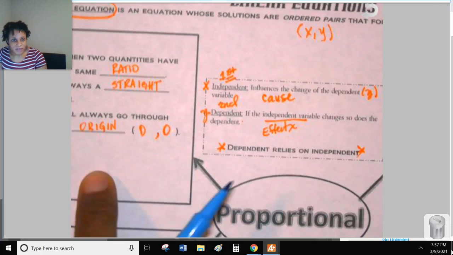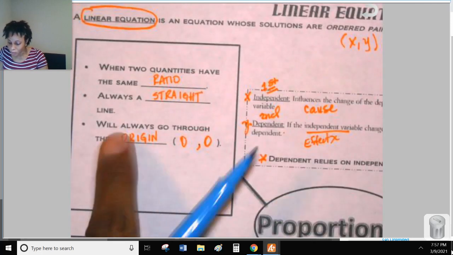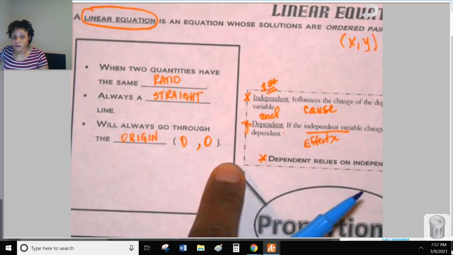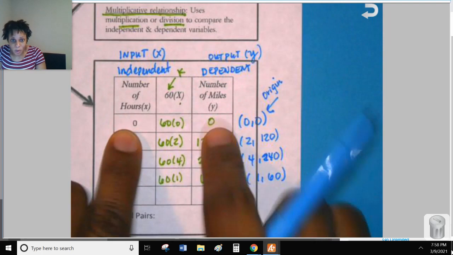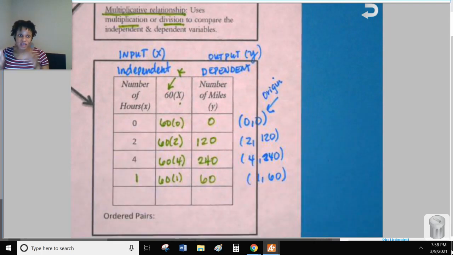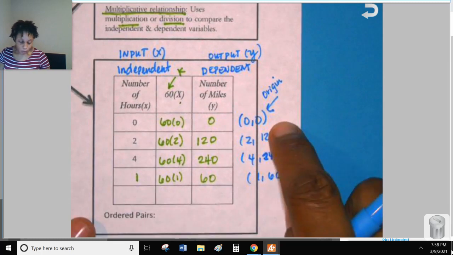Hey, that's one of the requirements of being proportional. We'll always go through the origin. So we know, looking at this chart, if you see 0x, 0y, that it's going through the origin and it's proportional. So I'm trying to make those connections for you, okay? We know it's going through the origin.